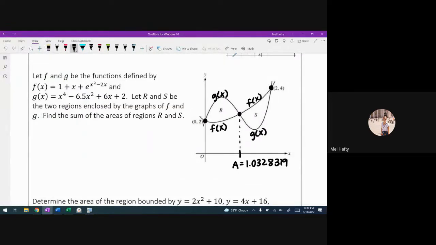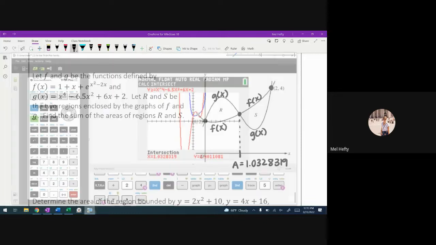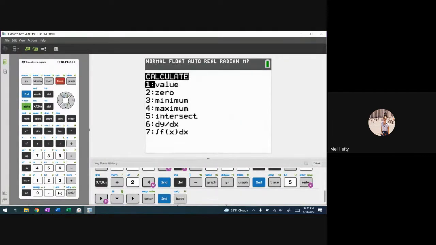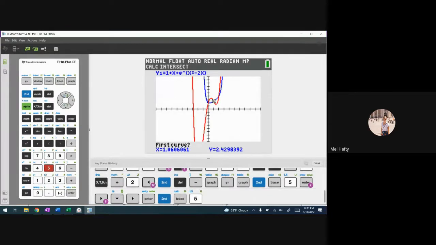All right. Did you do second intersect like we did with the? Ooh. Can you check that you plugged in your functions correctly? And then maybe we'll try again. All right. So if you need the steps again, we're doing second trace number 5. Enter, enter. Make sure you're closest to that intersection point. Enter again. All right.